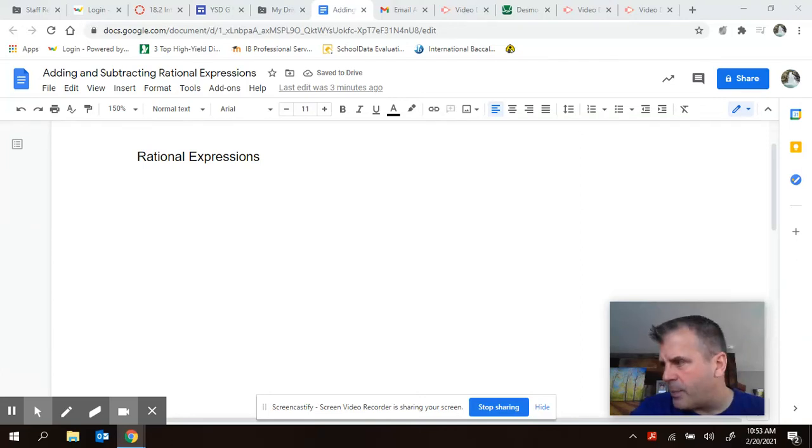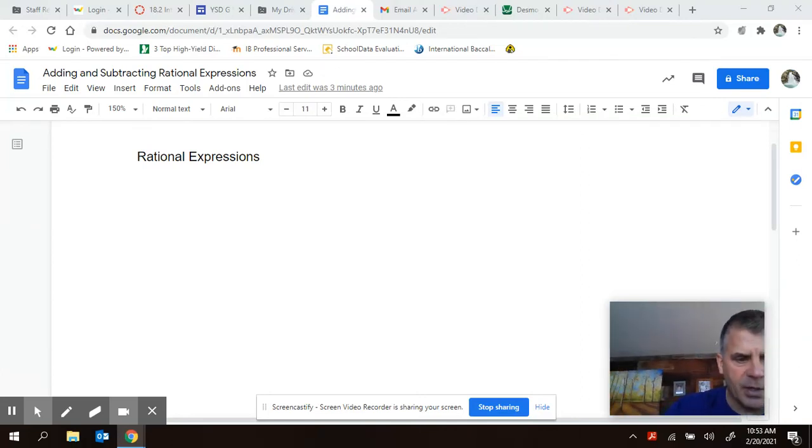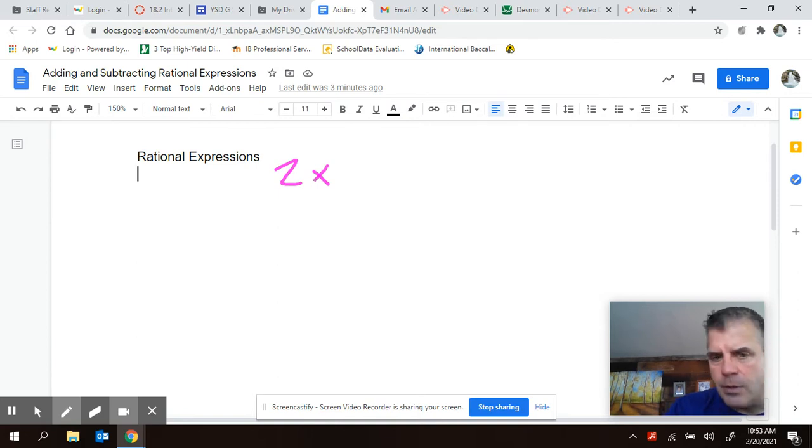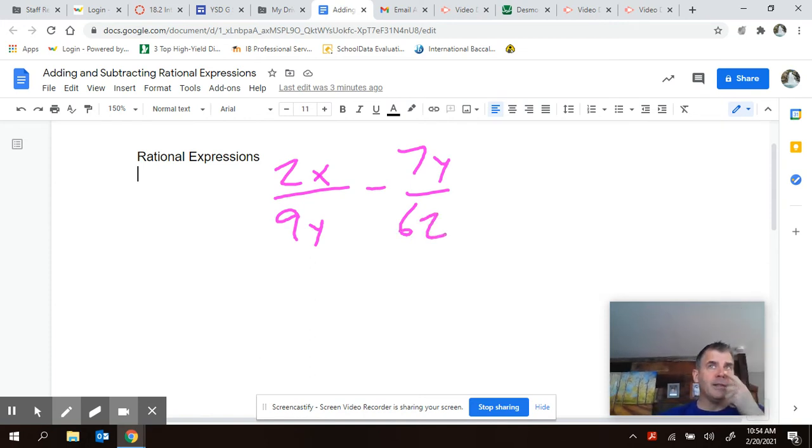Let's look at this second part of example 1 here and being able to add and subtract rational expressions. So let's take what they've got. They've got 2x over 9y minus 7y over 6z. It'd be helpful here if you know how to find the least common denominator between these two.